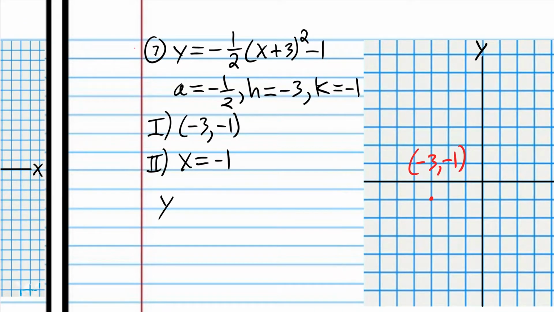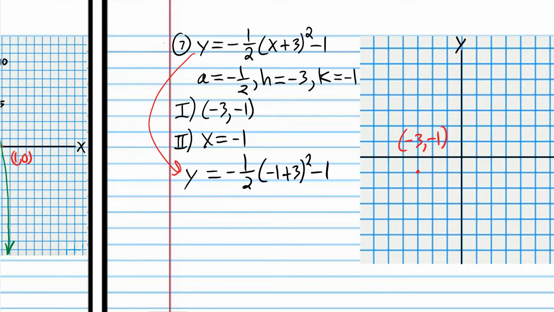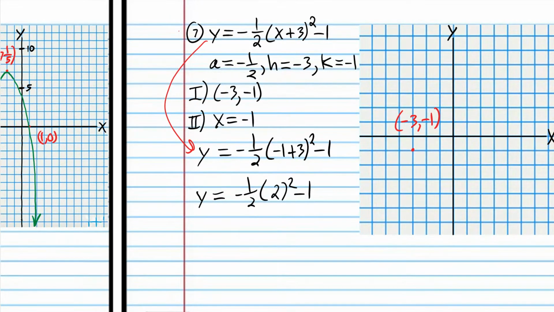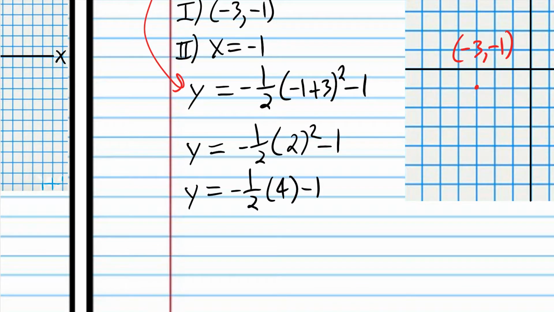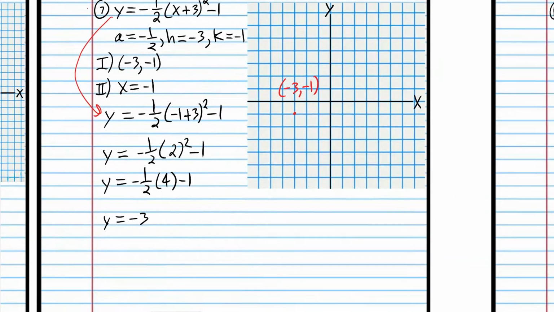So now y, as usual, we're going to find the corresponding y value by using that equation. And we have -1 plus 3 squared minus 1, -1/2 times 2 squared, so on and so forth. You don't have to show all the steps here, and I'm probably not going to show all the steps because, again, this is stuff that you should know by now. And then we get -2 minus 1 is -3. So -1 and -3.